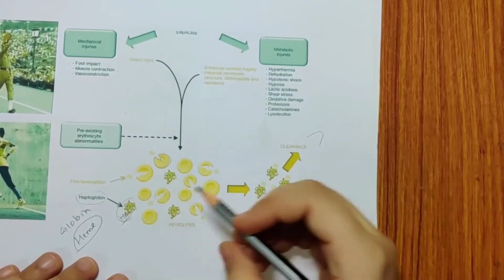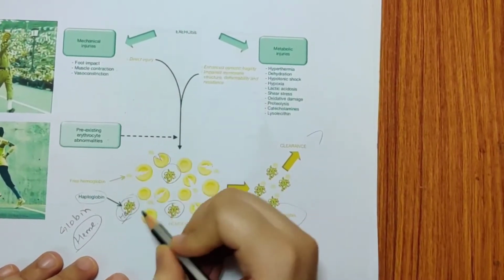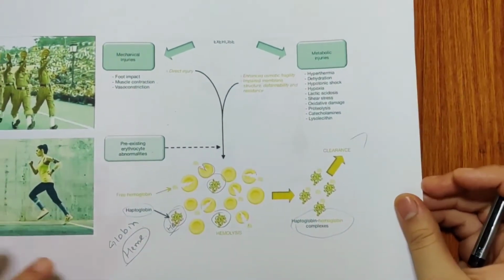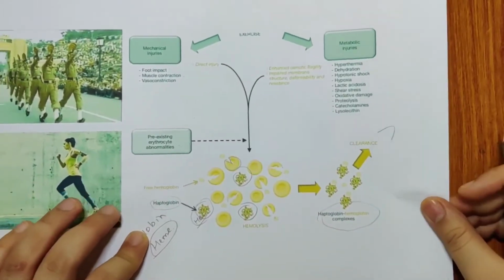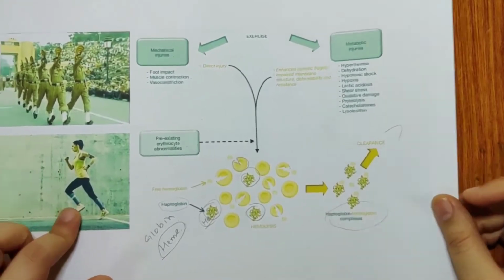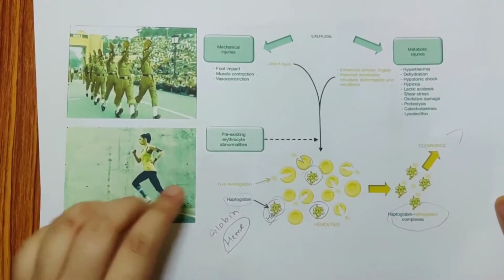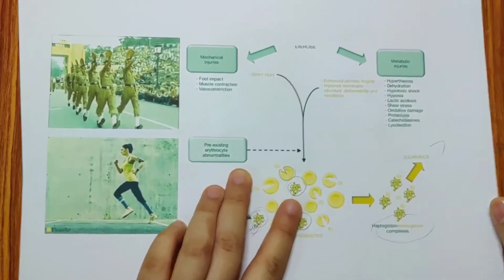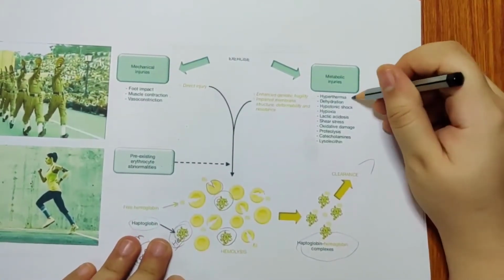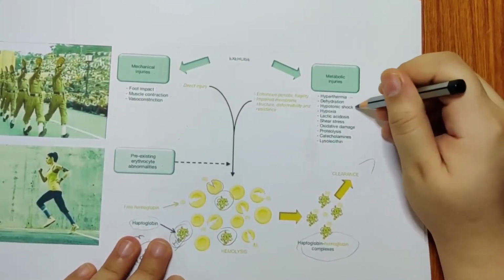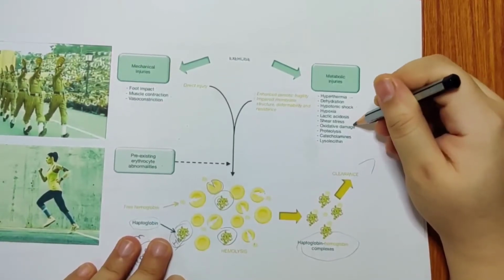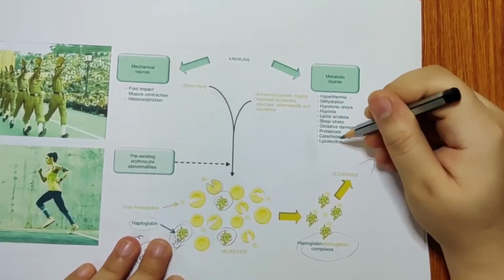Sometimes you have a lot of heme but very little haptoglobin. In those people you will have haptoglobin also in the urine. That is known as haptoglobinuria. Now then you see joggers. Joggers will also show the same mechanical injuries or can have metabolic injuries. What are the metabolic injuries they can have? They can have hyperthermia, dehydration, hypotonic shock, hypoxia, lactic acidosis, shear stress, oxidative damage, proteolysis, catecholamines, and lysolecithin.